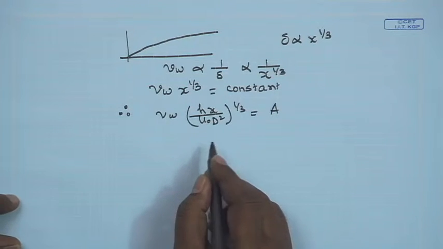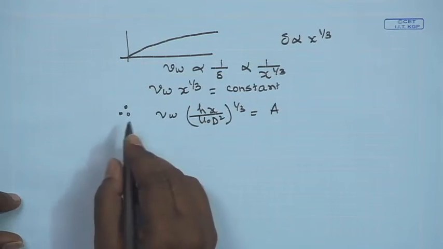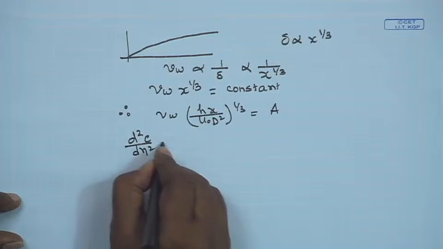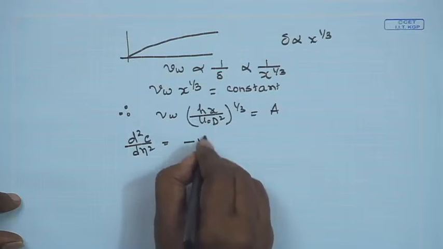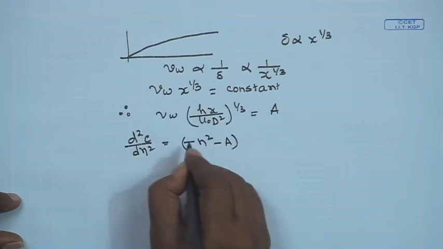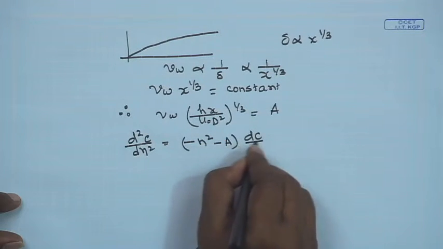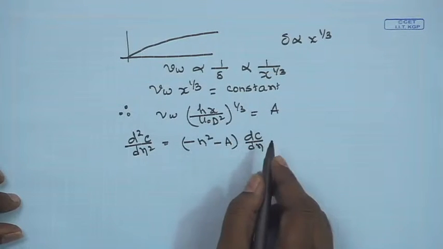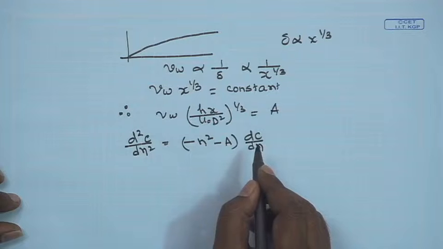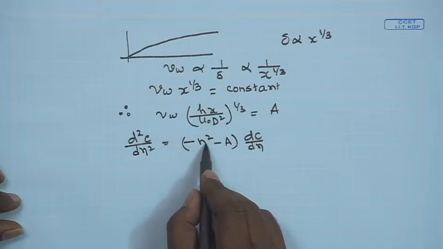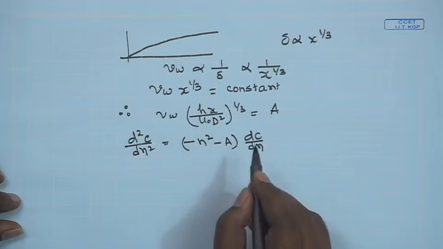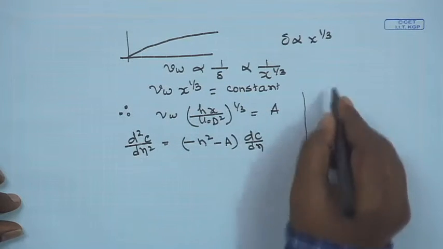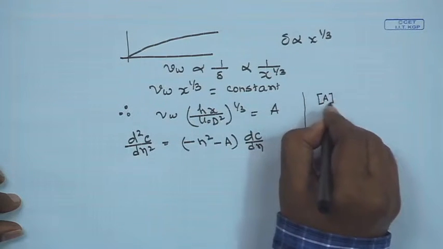Okay. So, once we do that, the governing equation becomes very simple: d square C d eta square is equal to minus (eta square minus a) d C d eta. Since we have already observed that eta is a non-dimensional parameter, a is also a non-dimensional parameter. So, let us look into the dimension of a.